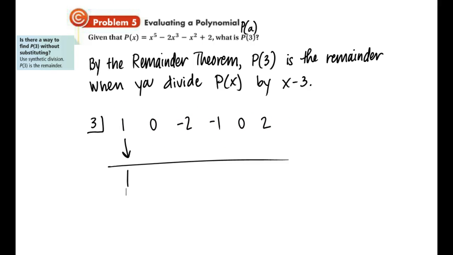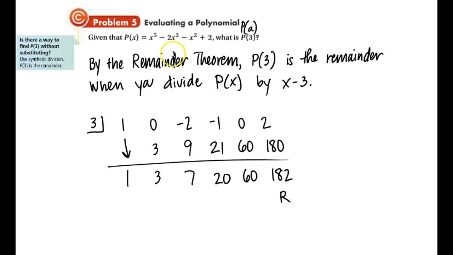You always bring down the first coefficient, so the 1 drops. We're going to multiply 3 and 1, and we get 3. Add 0 and 3, we get 3. 3 times 3 is 9. Negative 2 plus 9 is 7. 3 times 7 is 21. Negative 1 plus 21 is 20. 3 times 20 is 60. 0 plus 60 is 60. 3 times 60 is 180. And 2 plus 180 is 182. So that means my remainder is 182.